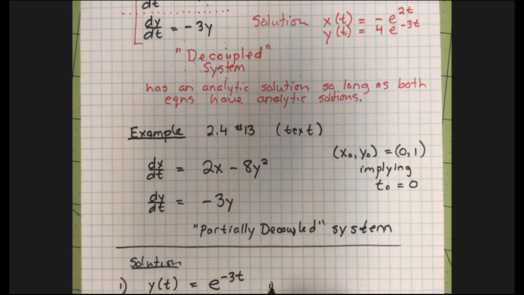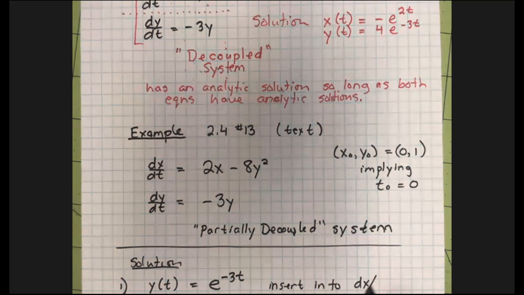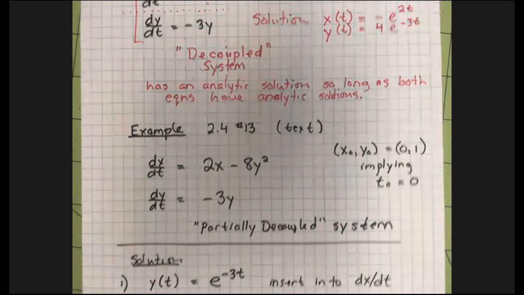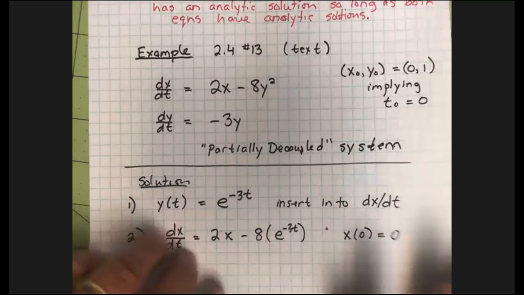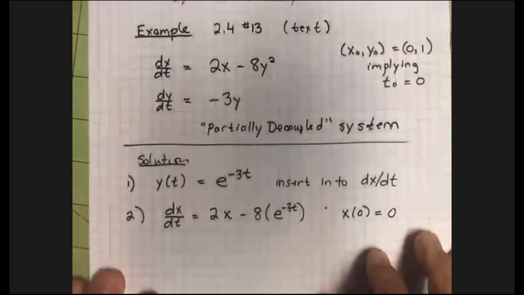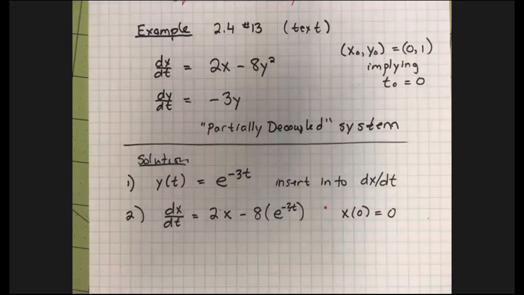Now let's insert that into dx/dt. And so I now have a new problem: dx/dt is 2x minus 8 e to the minus 3t, with an initial condition of x of 0 equals 0. Sorry, I always have to monitor my paper. Bring it back. Okay, got it.